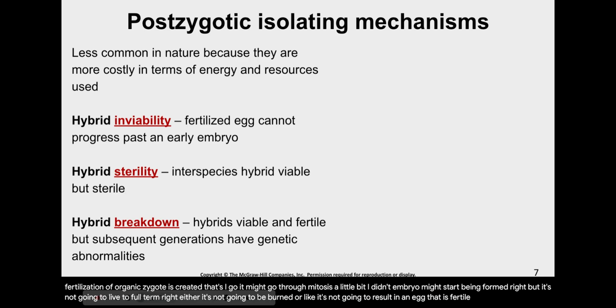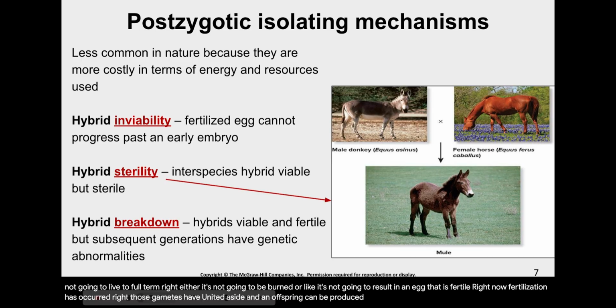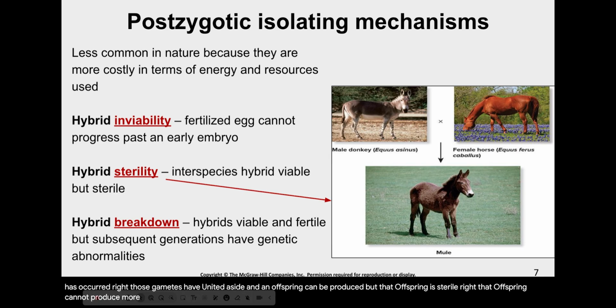right? Hybrid sterility. Now fertilization has occurred, those gametes have united, a zygote has formed, and an offspring can be produced. But that offspring is sterile. That offspring cannot produce more offspring. So the classic example here is the donkey and the horse.